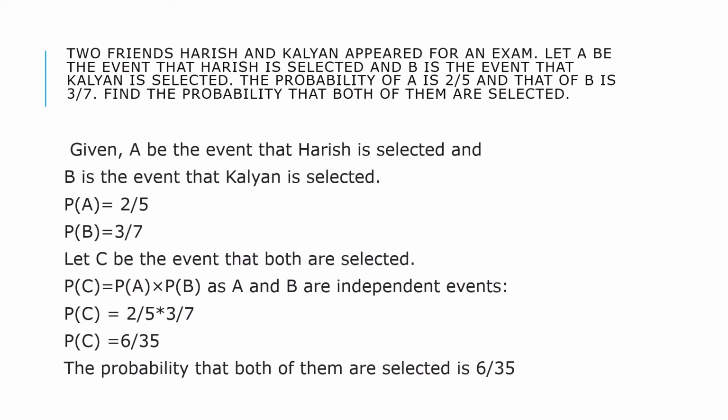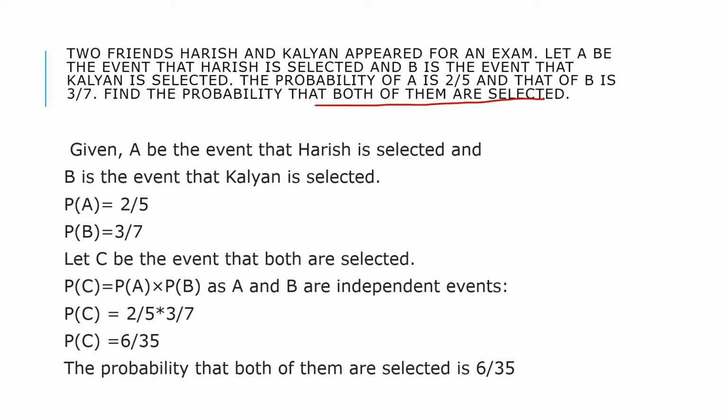Now, look at the second example. Two friends, Harish and Kalyan, appeared for an exam. Let A be the event that Harish is selected and B the event that Kalyan is selected. The probability of A is 2 by 5 and the probability of B is 3 by 7. Find the probability that both of them are selected.